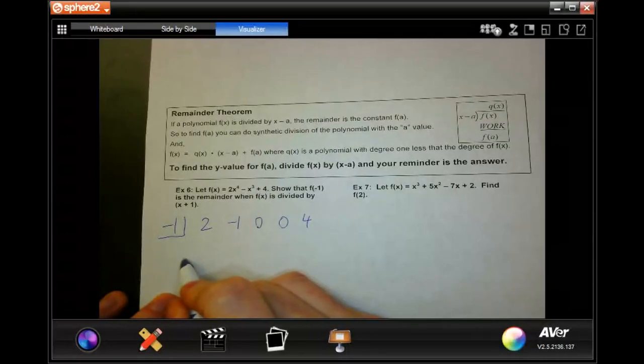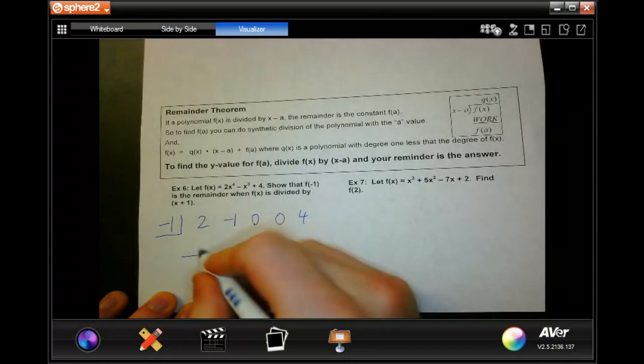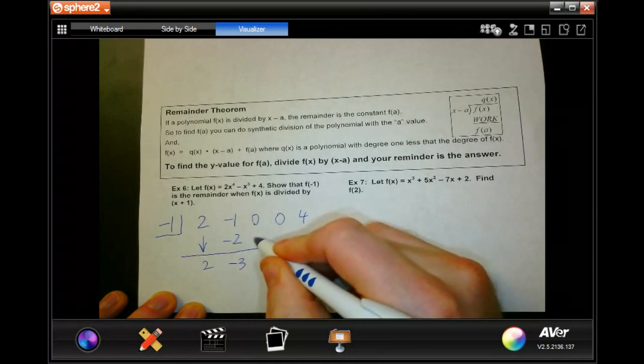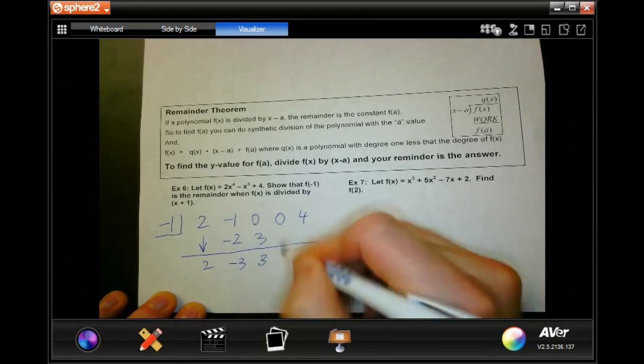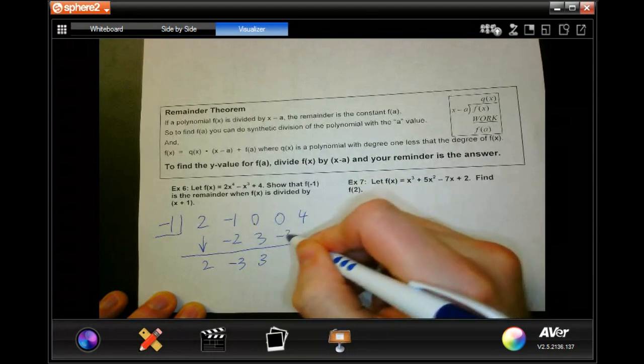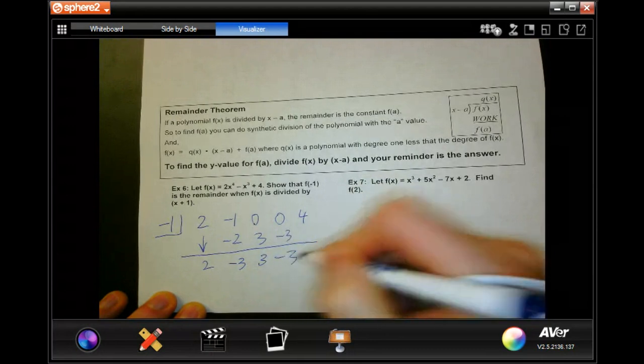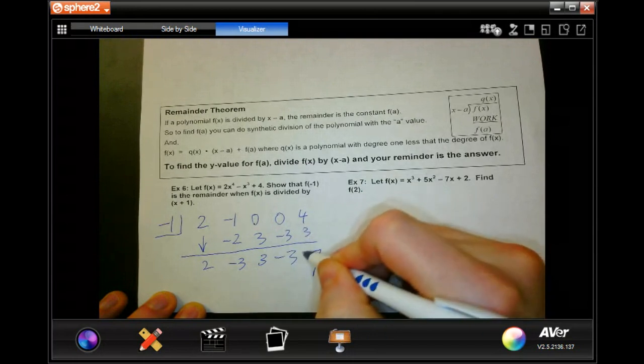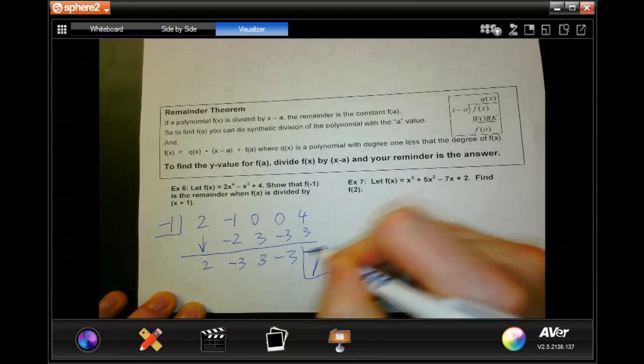And let's do our synthetic division, shall we? Let's drop the 2 down. 2, and then we're going to have negative 2. We have negative 3 here. We have positive 3. Remember, you're always adding. 3 and negative 1 is negative 3. And we have negative 3, and then negative 3 times negative 1 is 3. Add that together, and we have 7. I'm going to make that nice and big. I'm going to square it.